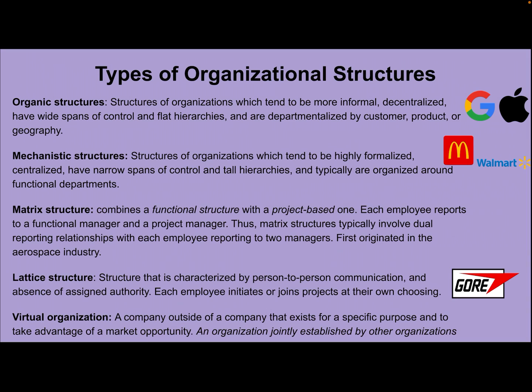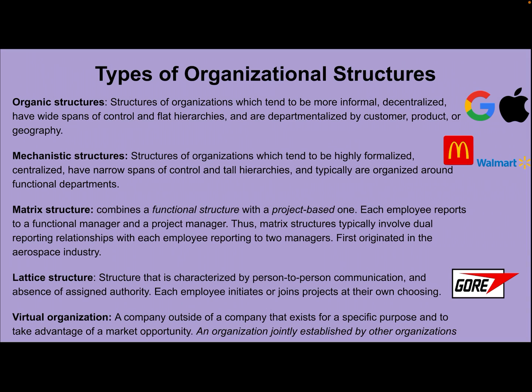Maybe I'm in sales and working on the new website, so I'll report to a different functional manager and the same project manager. Or maybe I'm in sales, but I'm working on getting new clients instead of a website, so I report to the sales functional manager and a different project manager, two managers for each person. The matrix structures typically involve dual reporting relationships with each employee reporting to two managers. It first originated in the aerospace industry. So the aerospace industry is what started this matrix structure, but it's getting more common now.